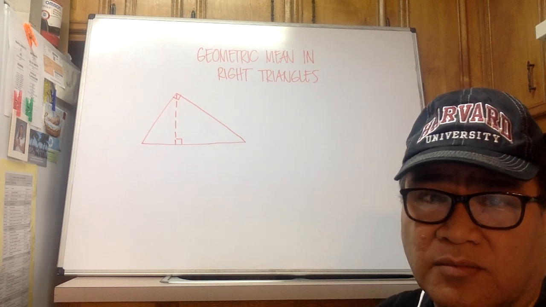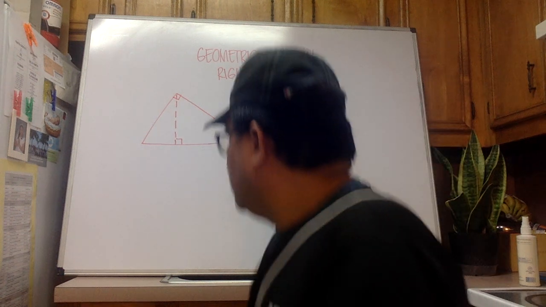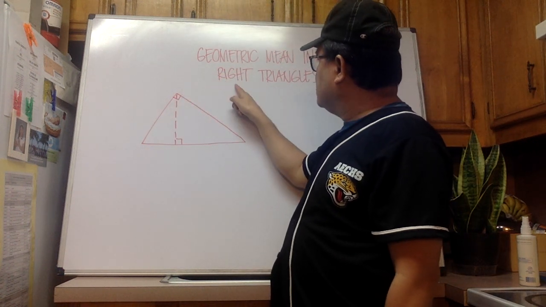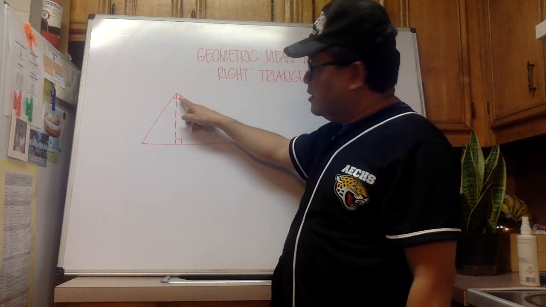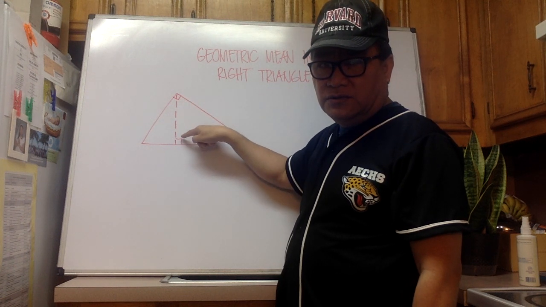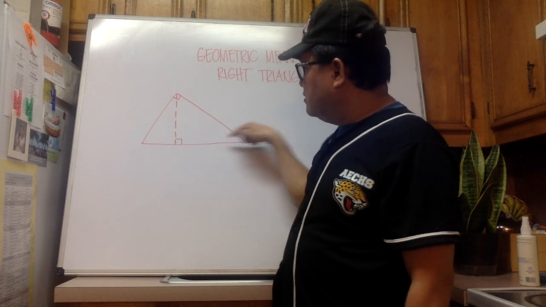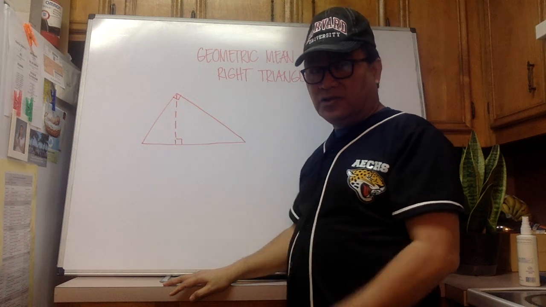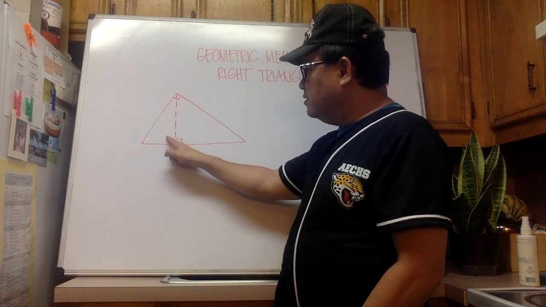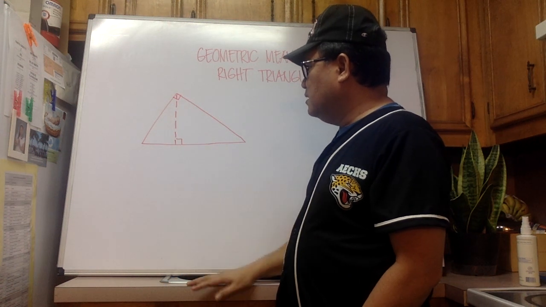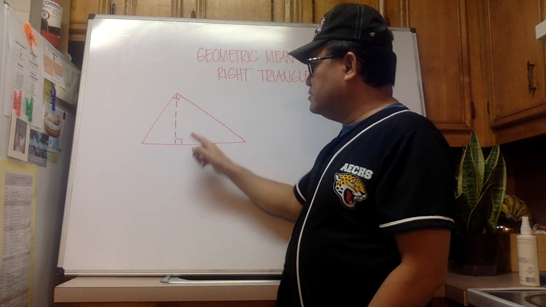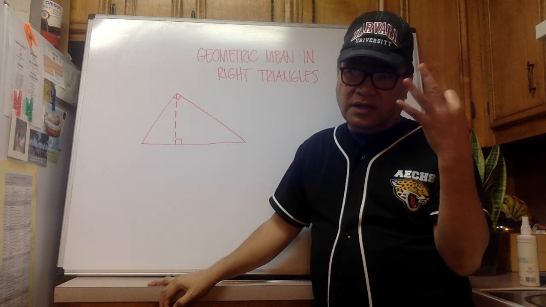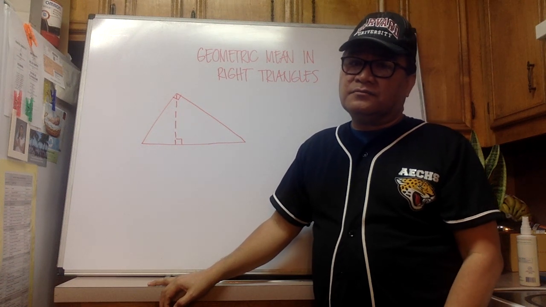So the biggest triangle here happens to be a right triangle. And if you draw the altitude of this big right triangle, we create two more smaller right triangles. This triangle on the left is a right triangle, and this triangle on the right is also a right triangle. So essentially, we have three different right triangles.